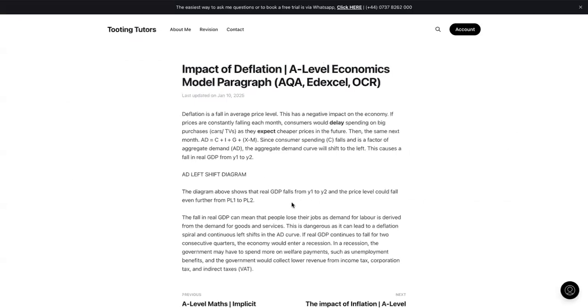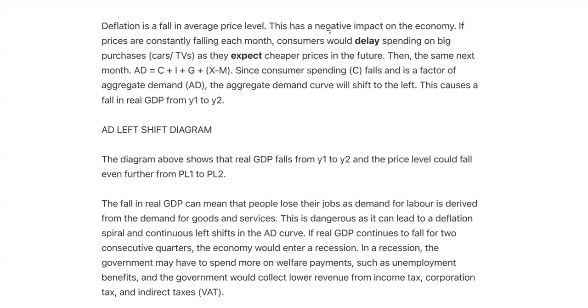And deflation is bad because prices are consistently falling, which would encourage consumers to delay spending due to uncertainty or due to expectations of cheaper prices in the future. That would lead to consumer spending falling, and if that falls, AD will shift to the left. It's literally that logical every time. Just write that equation out, pick one of them. So consumer confidence is falling or uncertainty is rising, so consumer spending is falling. If that falls, then AD shifts to the left.